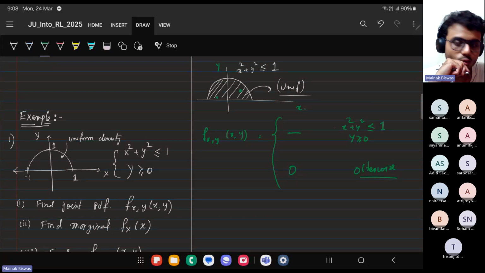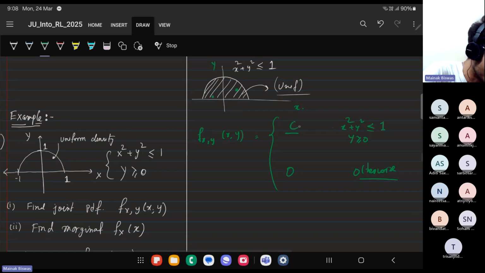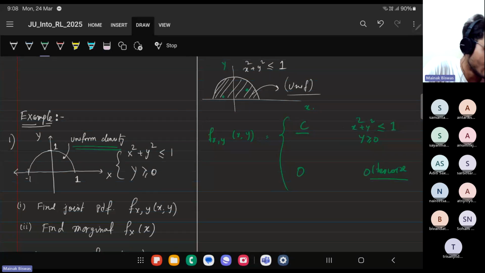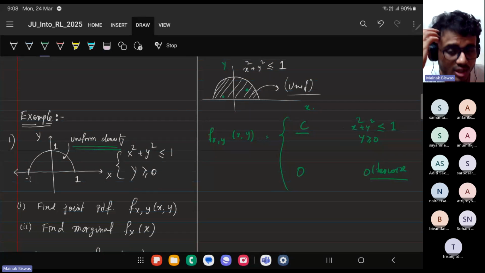How do I get it? What is the condition to get it? First of all, I said it should be a constant because it has been told it has uniform density, right? And I want you to find out what is the value of the constant. How can I find it?